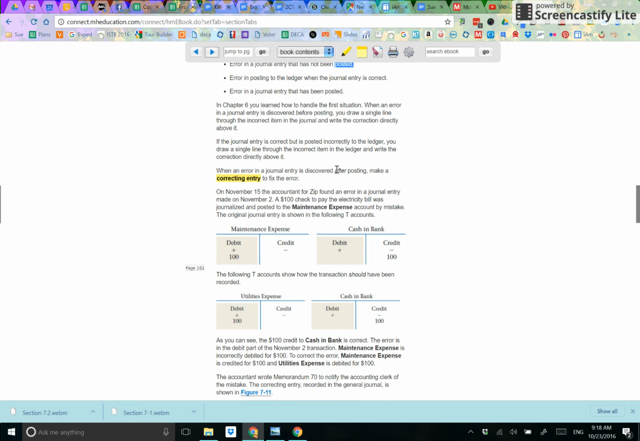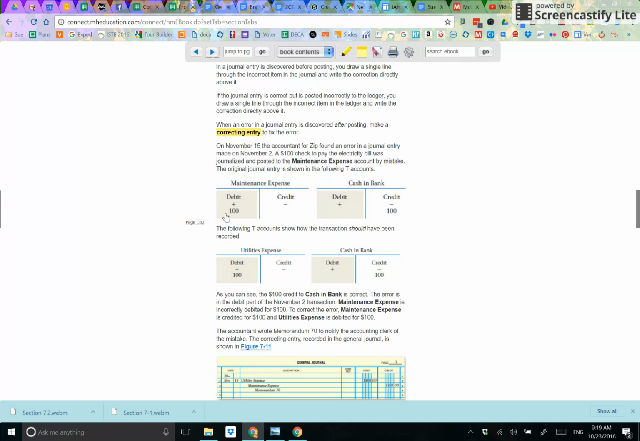When an error is made after posting, so we've already posted, you need to follow up and do a correcting entry. So you actually have to do a new journal entry to make the correction. So on November 15th, here's our example. We found an error in the journal made on November 2nd. A $100 check to pay the electricity bill was journalized and posted to maintenance. Okay, so instead of a utility expense, we put it in maintenance.